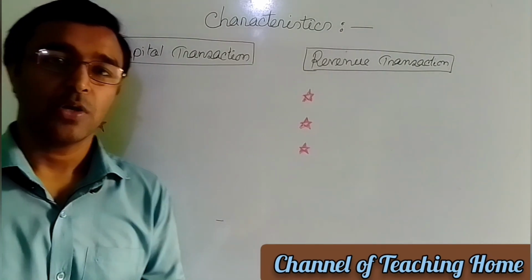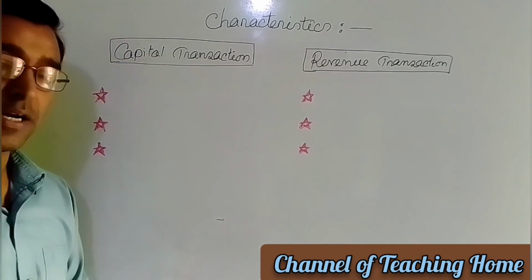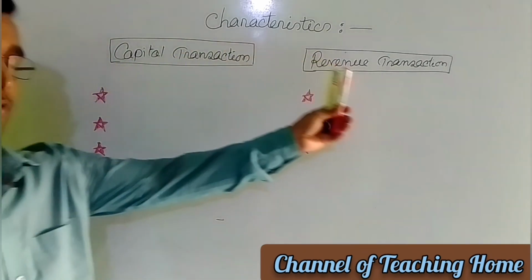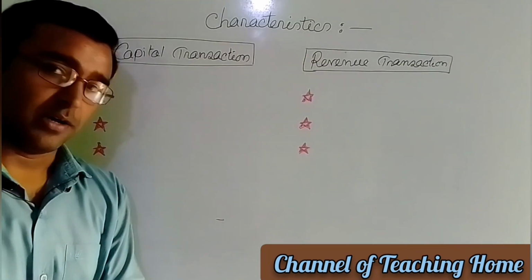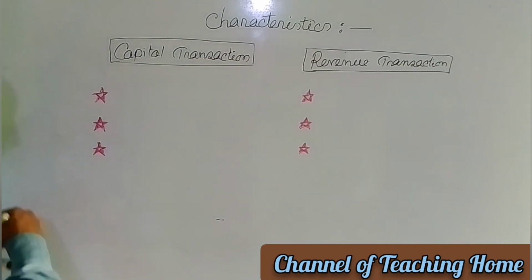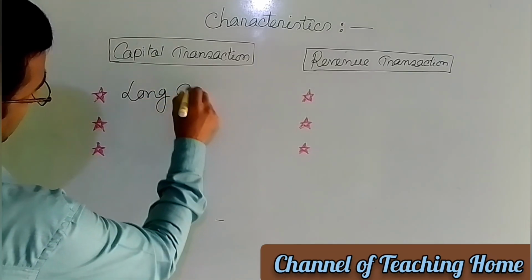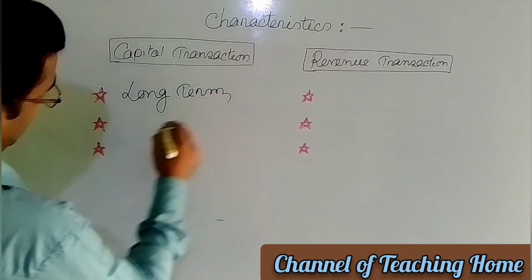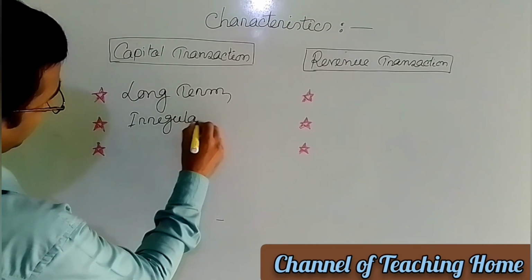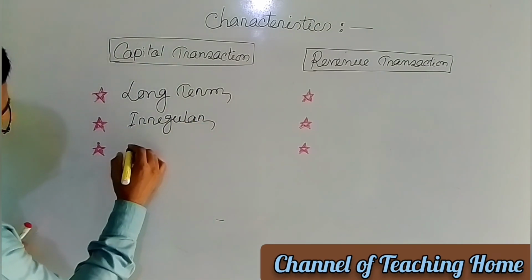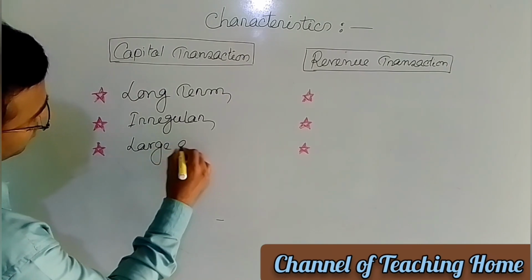So dear viewers, what we have learned from our lesson gives us some basic characteristics of capital and revenue transactions. Now I am writing here, just watch and learn. First one, long term. Next one, irregular. And next one, large amount.